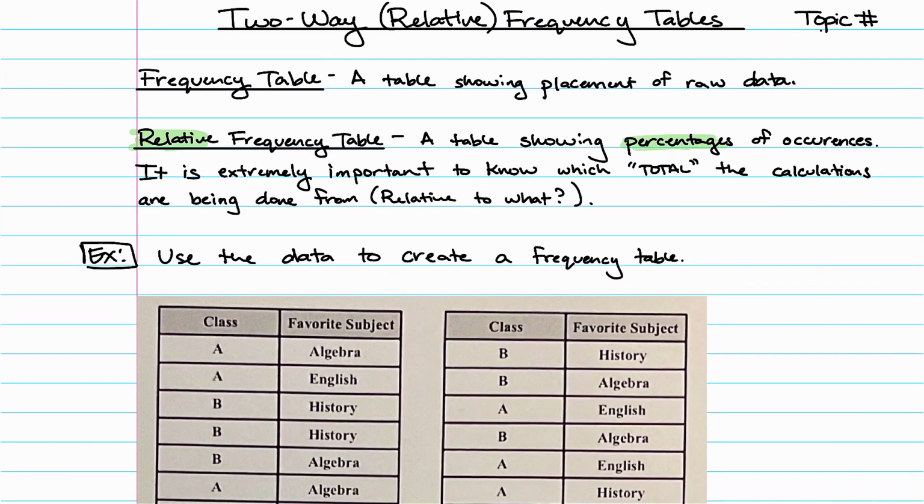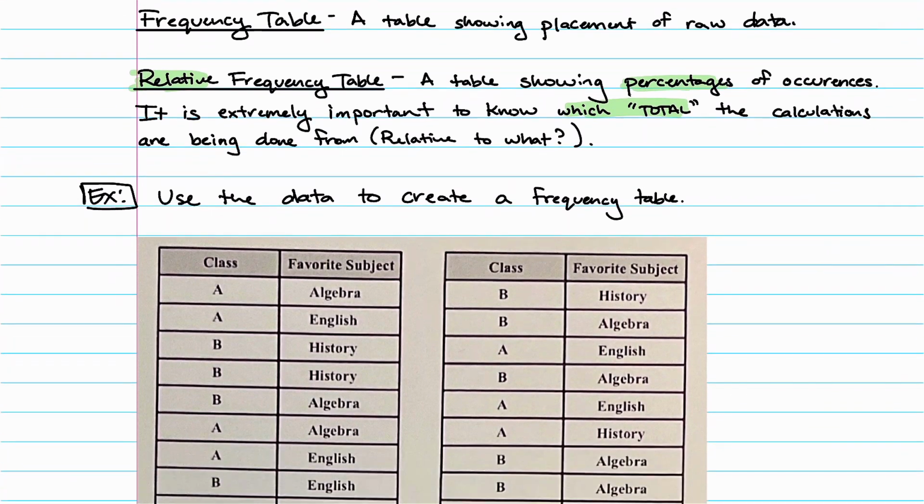The other part that's really important is that it's extremely important to know which total the calculations are being done from. Like, what is it relative to? That's why they call it a relative frequency. And as we do the problems, I'll start pointing out why it's a little bit different. Okay, so let's go ahead and look at the first one.